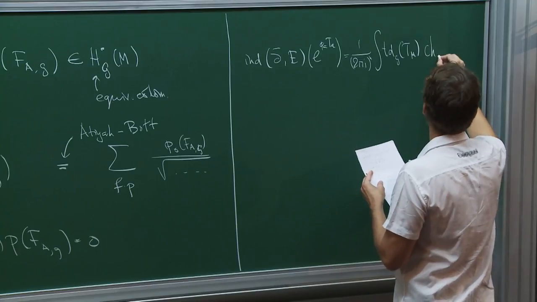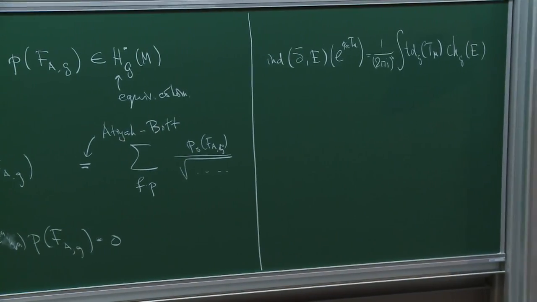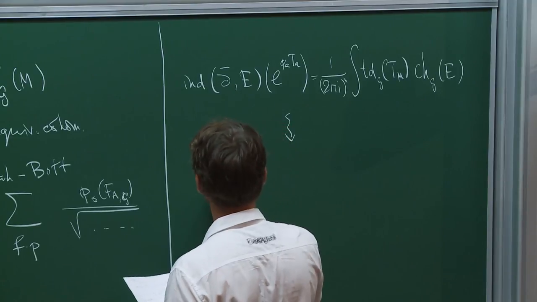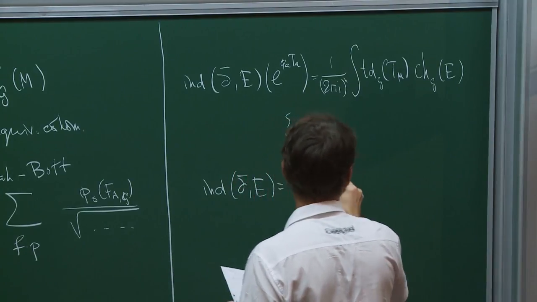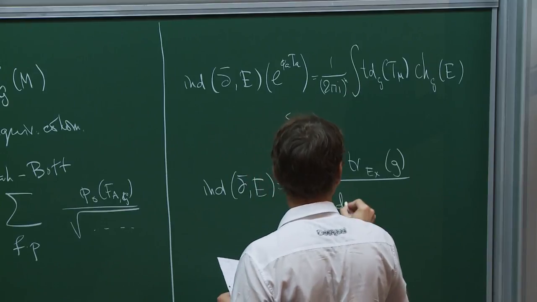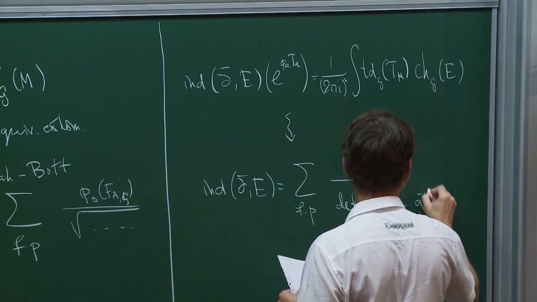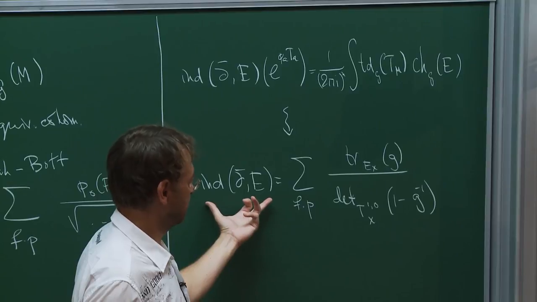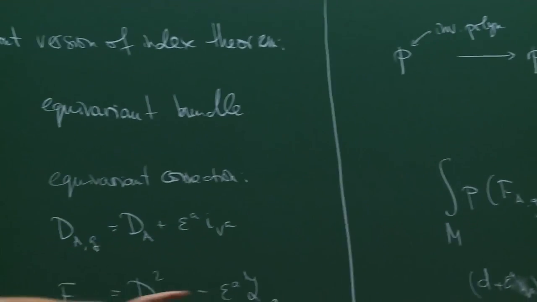And the Chern class of my bundle. Again, everything now becomes equivariant, so you replace everything by equivariant. Now, if you apply the Atiyah-Bott theorem further, then what you get, and that's what we actually need, is a sum over fixed points, trace of e to the X at the group element g, over the determinant of T of X 1,0 of 1 minus g inverse. So what you typically do with the index, you will evaluate at a group element always. Now I will tell you that if you put this element to the identity, you just derive the usual index. So in a way, this is a much more powerful formula.